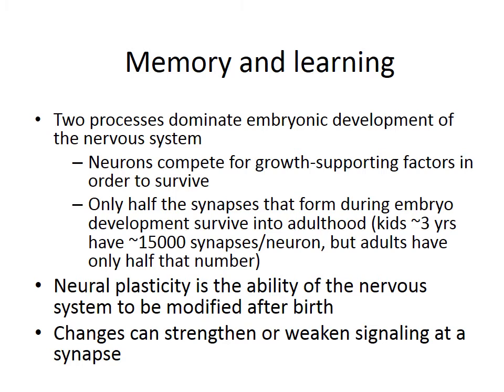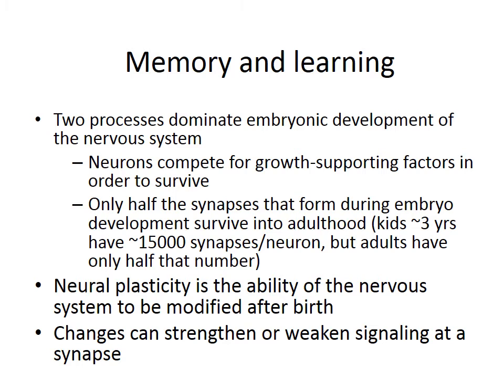Two processes dominate embryonic development of the nervous system. The neurons, and there's a lot of them, compete for growth supporting factors in order to survive. So there's just that much food and space, and there's a lot of neurons. So that's how the embryo gets rid of a lot of the neurons. There's not enough food. Only half the synapses that form during the embryo development survive into adulthood.